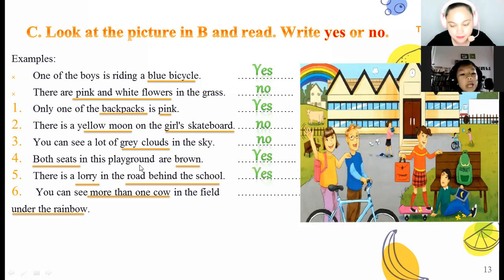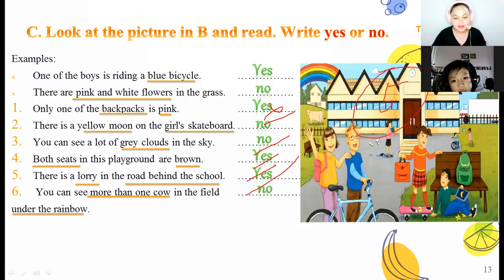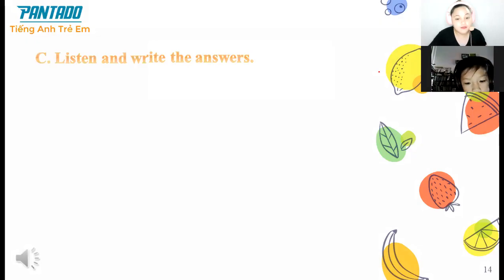And last one, number six. You can see more than one cow in a field under the rainbow. More than one cow. No. No, because how many cows are there? One. It's only one. Okay, very good. So you got one, two, three, four, five points for you. Okay, good job, Anna. Well, okay, that ends our lesson for tonight.